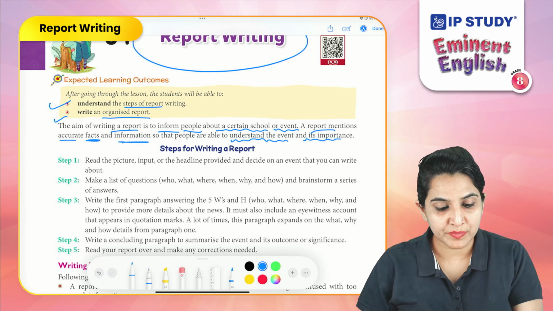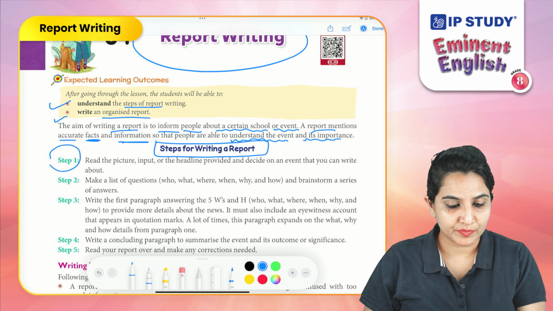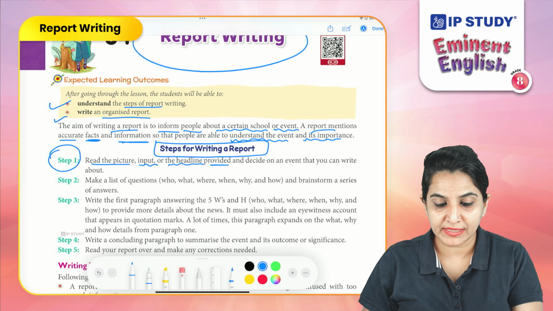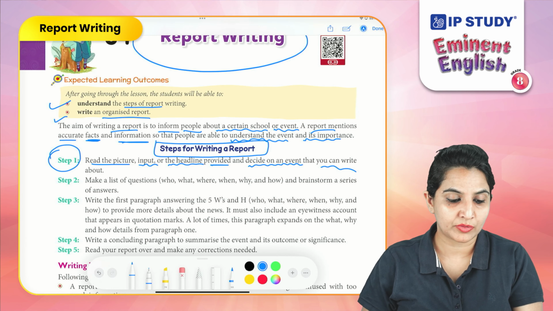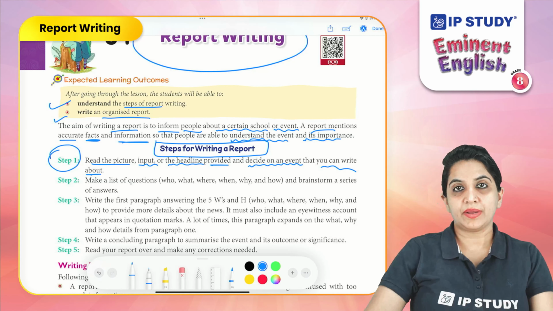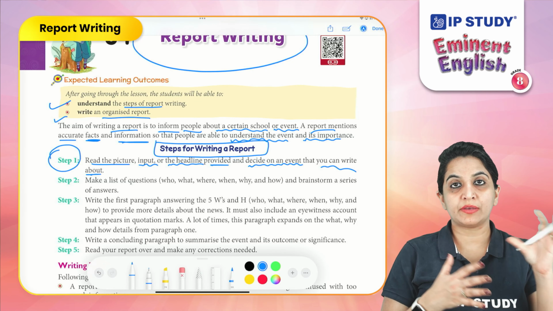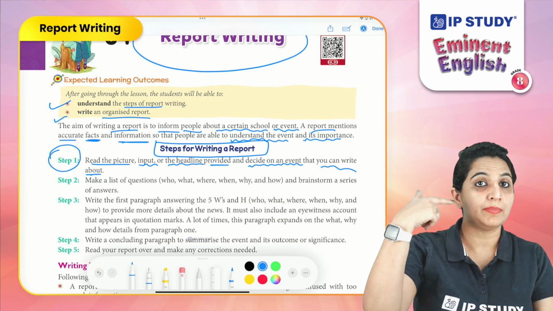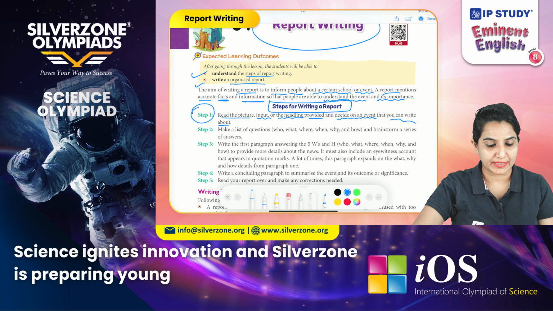So the steps for report writing are: Step 1. Read the picture, give your inputs or read the headline provided, and decide on an event that you can write about. Either you can read a picture, give input, or read the headline and think about what events you want to write about.